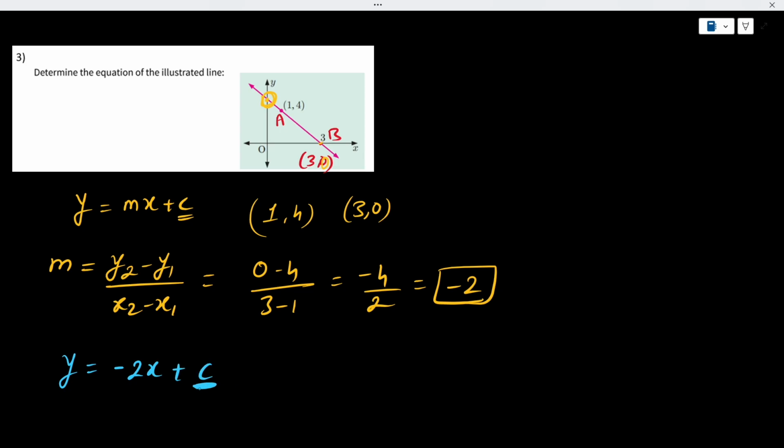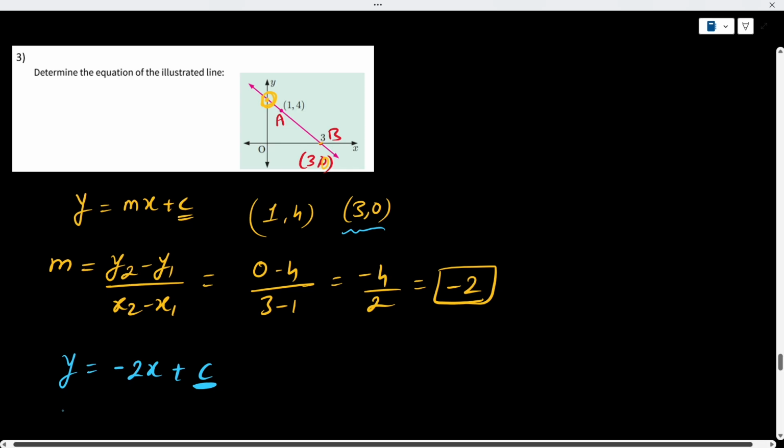Now I need to get the value of c. For that you can substitute any one point, and I am substituting 3 comma 0. So 0 is the y coordinate, so 0 equals minus 2 times 3 plus c. So that means c is going to be equal to 6.